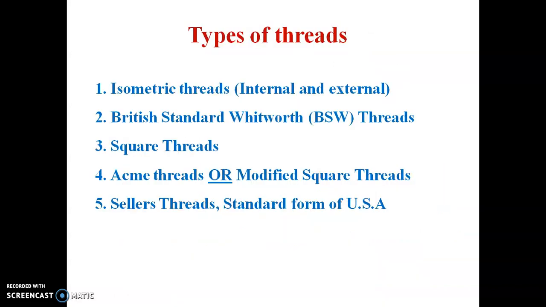Next we have to see the types of threads. There are 5 types of threads for our study. The first one is isometric threads, both internal and external. Second, British Standard Whitworth threads, also abbreviated as BSW threads. Third, square threads. Fourth, Acme threads, also called modified square threads. And fifth, Sellers threads or the standard form of USA.